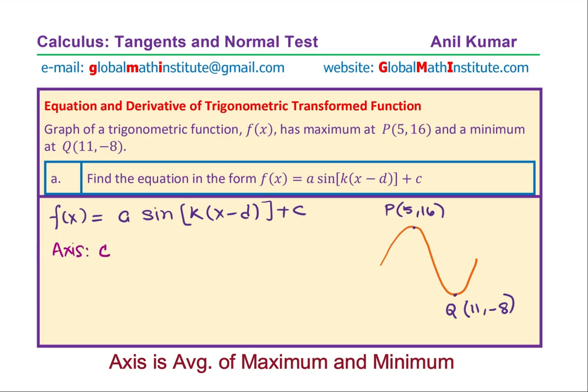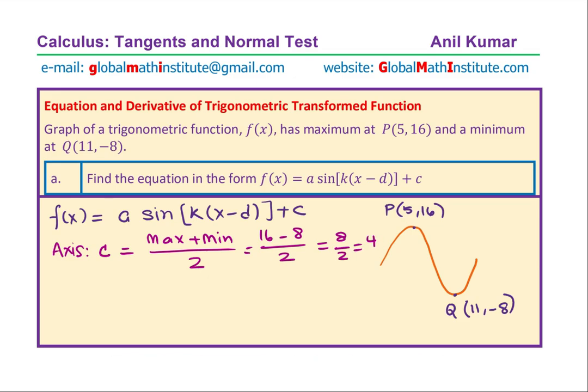which is c, is actually maximum plus minimum divided by 2, right? Maximum plus minimum divided by 2. So the maximum value is 16, minimum being minus 8, we'll add them up, divide by 2. So that gives you 8 by 2, which is 4 units. So this line of the axis is at y equals 4. Perfect.